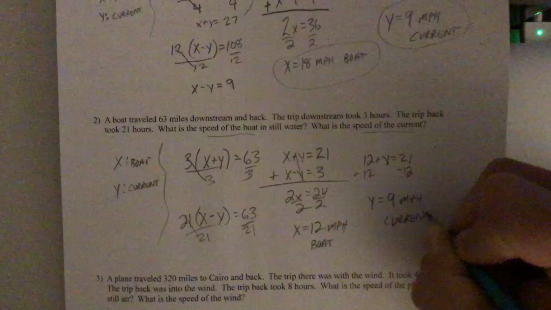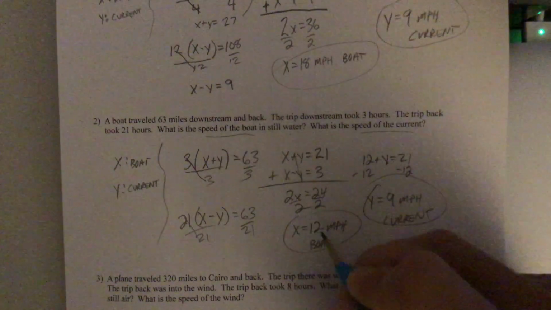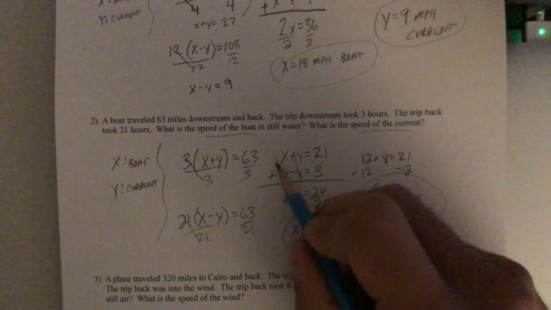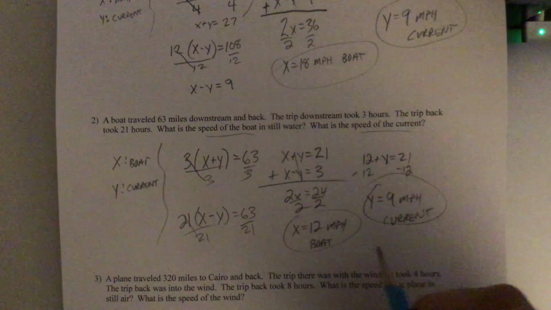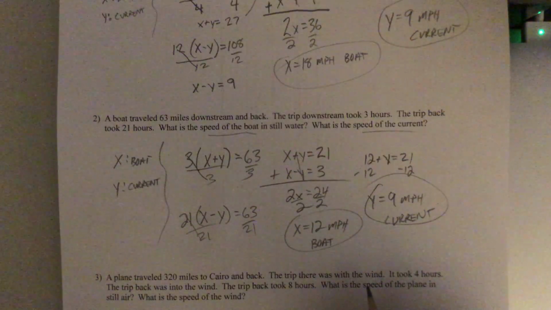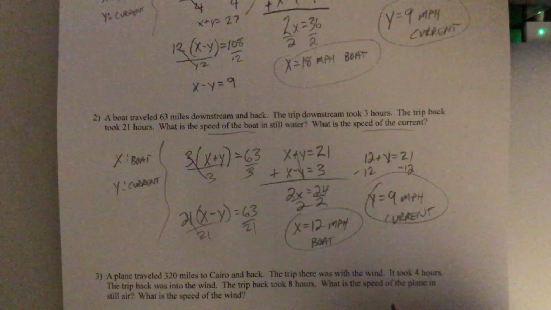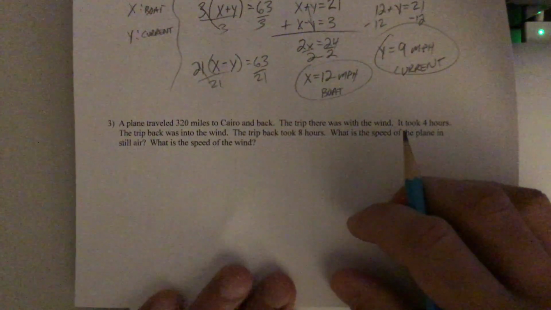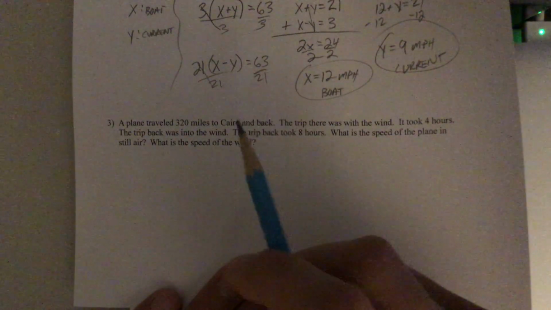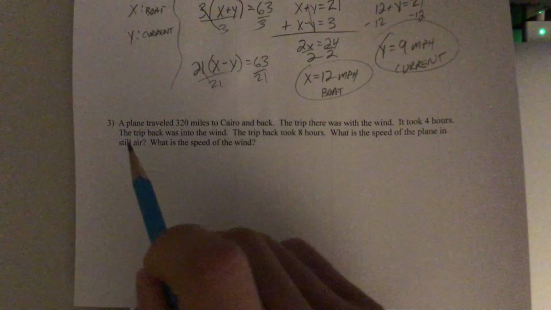A quick double check. 12 plus 9, or x plus y. Yep, 21. X minus y, or 12 minus 9. Yep, that's 3. Okay. Hey, one more with a plane. I'll go quick. Hopefully, though, don't leave you behind. Okay. The numbers are going to get bigger in this problem. Have no fear. The old man's here.